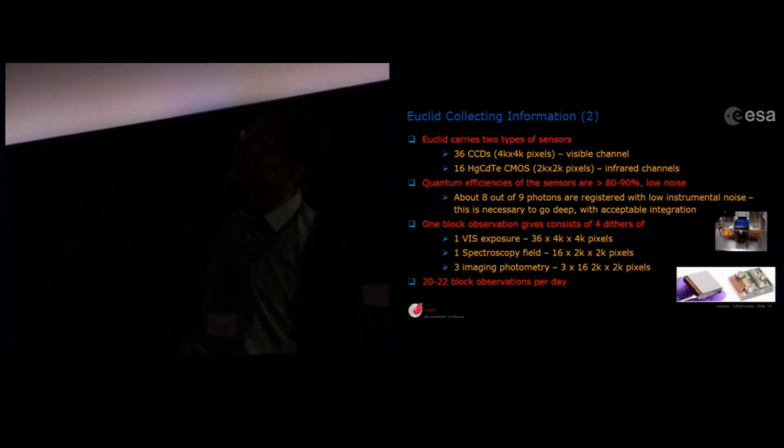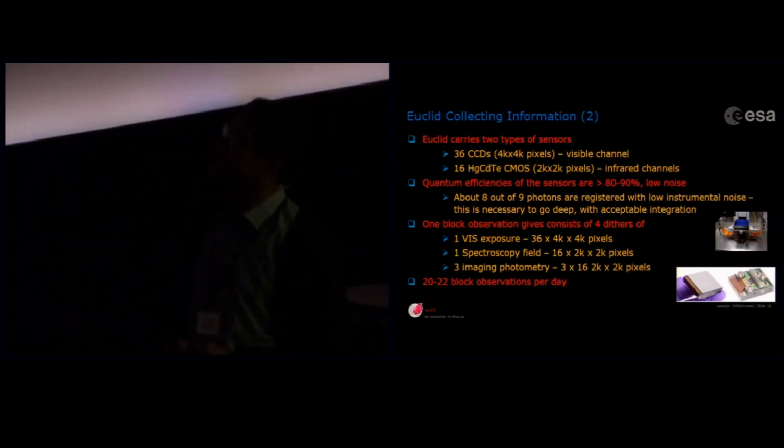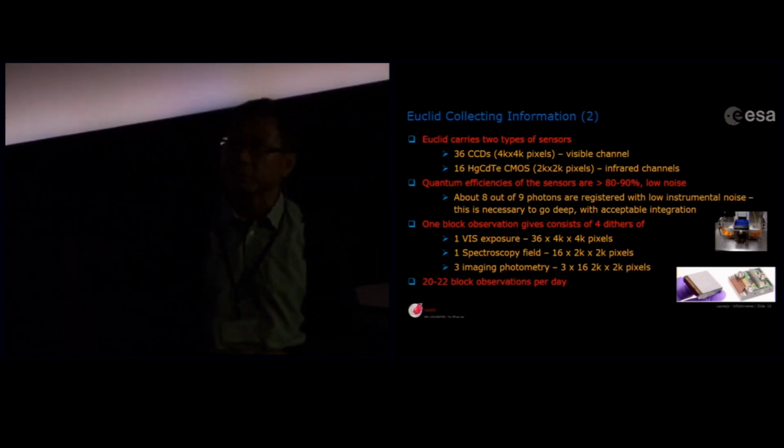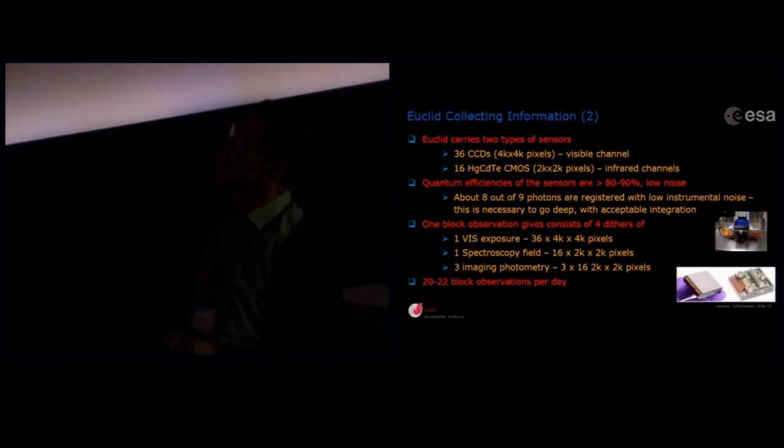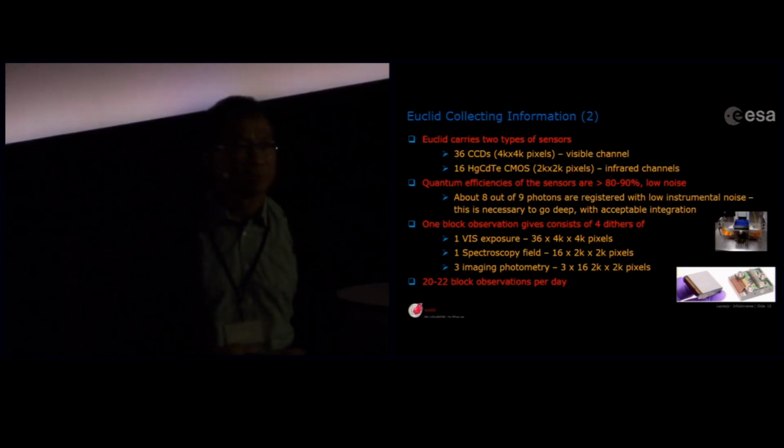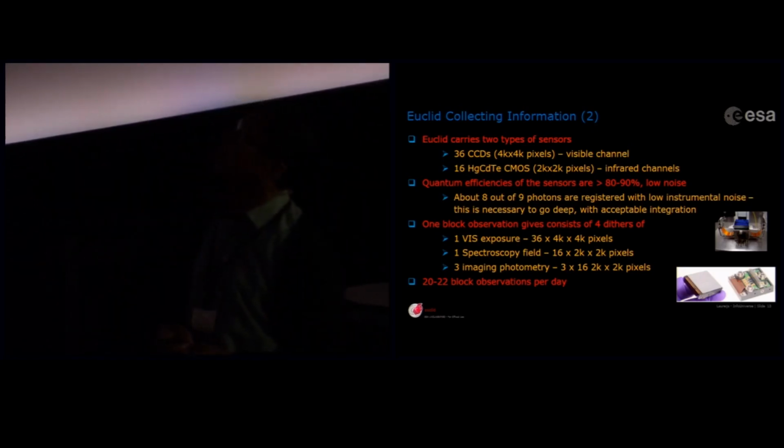We are collecting information, so we have 36 CCDs, 4 by 4K. We have 16 infrared sensors. The quantum efficiencies of these devices are extremely good. They are of order 90%, so 8 out of 9 photons are registered. On top of it, the noise is extremely low as well, so whatever falls on the telescope will be registered, basically. We can go deep within reasonable integration times.